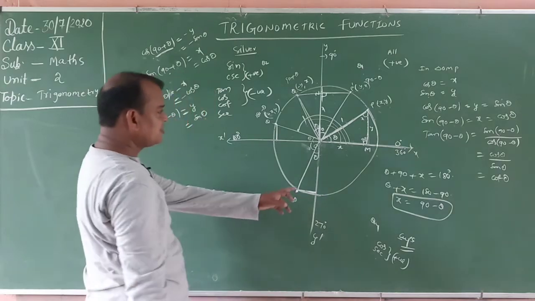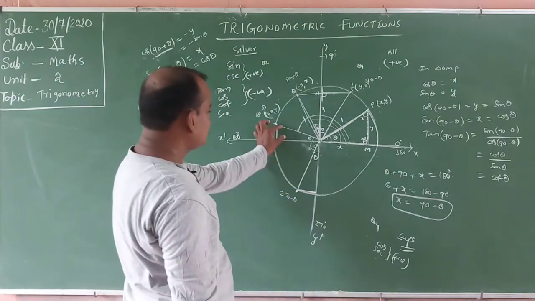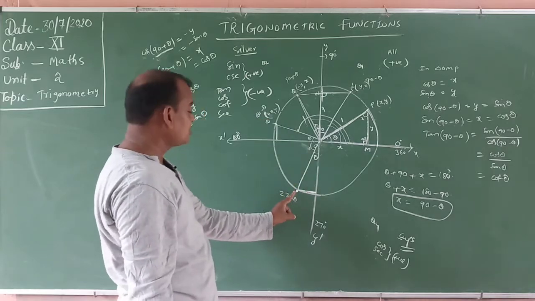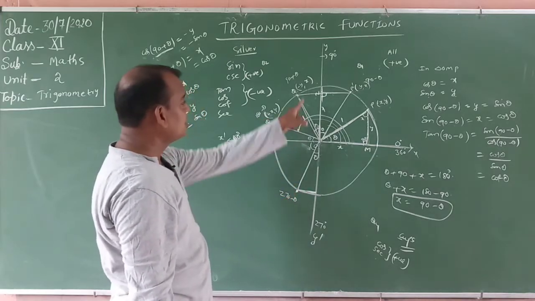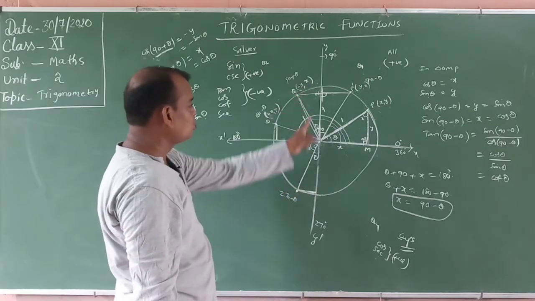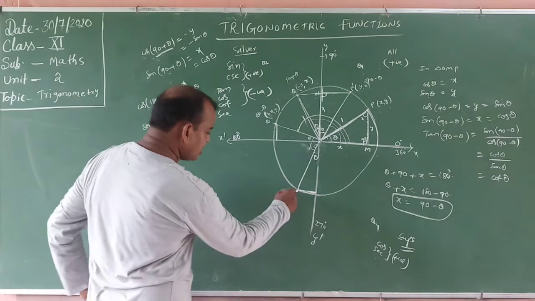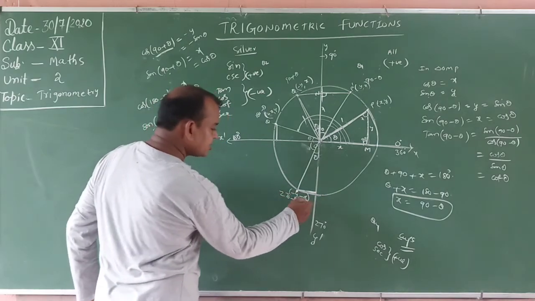What are the coordinates of this one? This is the x-axis, this is the y-axis. This is the third quadrant. In the third quadrant, comparing these two, this is minus y comma x. In the third quadrant both are negative, so this is minus y, minus x.